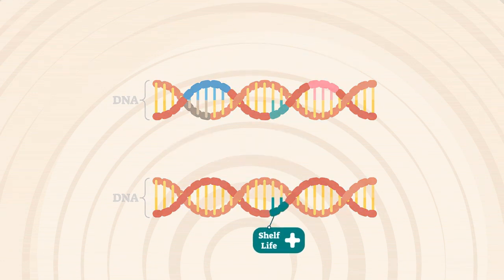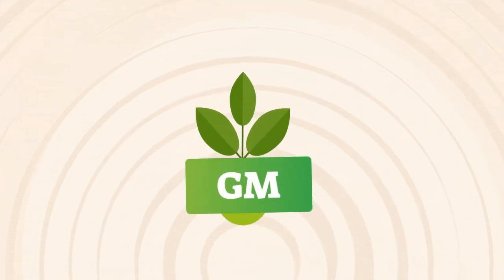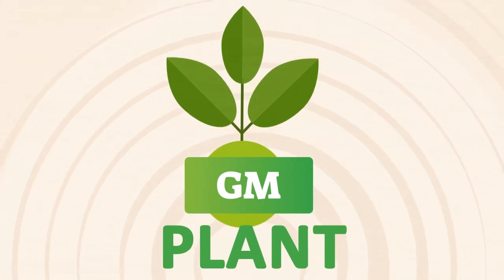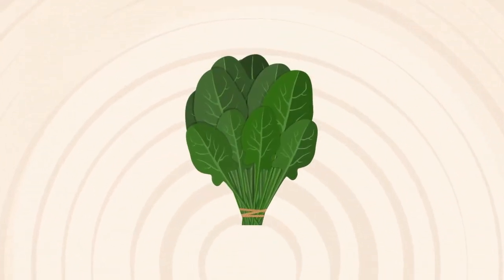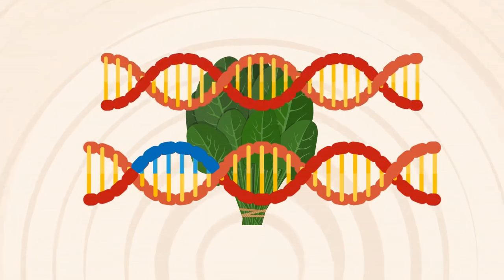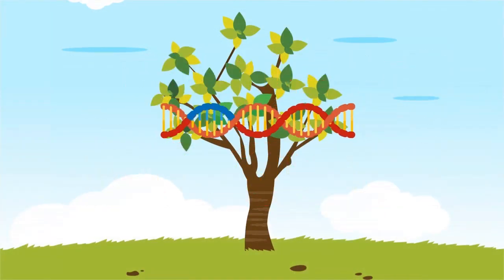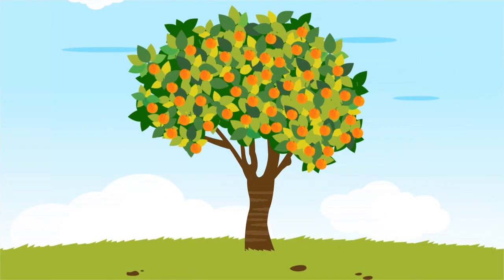GM involves adding a gene from one species into a different species, giving it new or different characteristics. The new gene becomes part of the GM plant. For example, a gene from spinach could be inserted into a fruit plant to help the fruit plant resist a disease and produce more fruit.